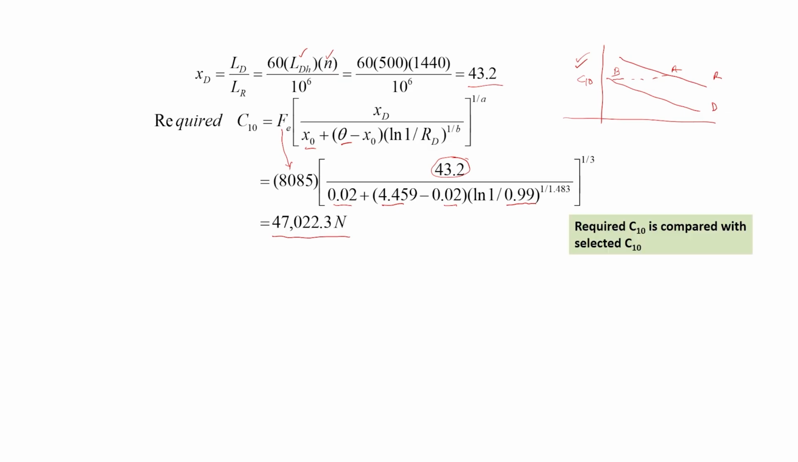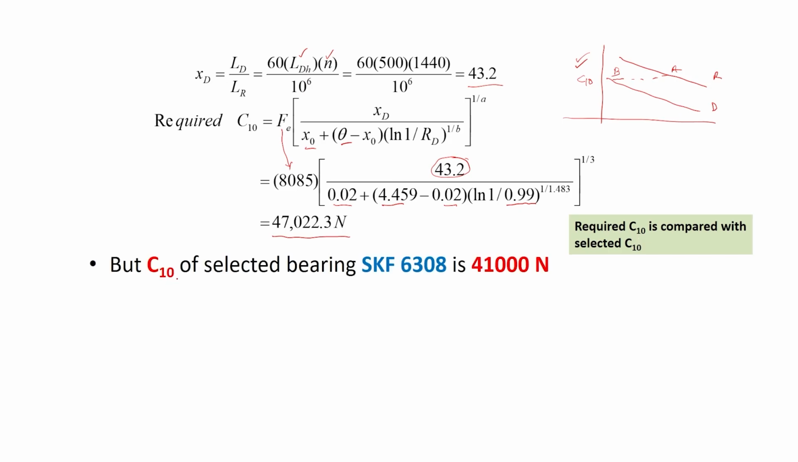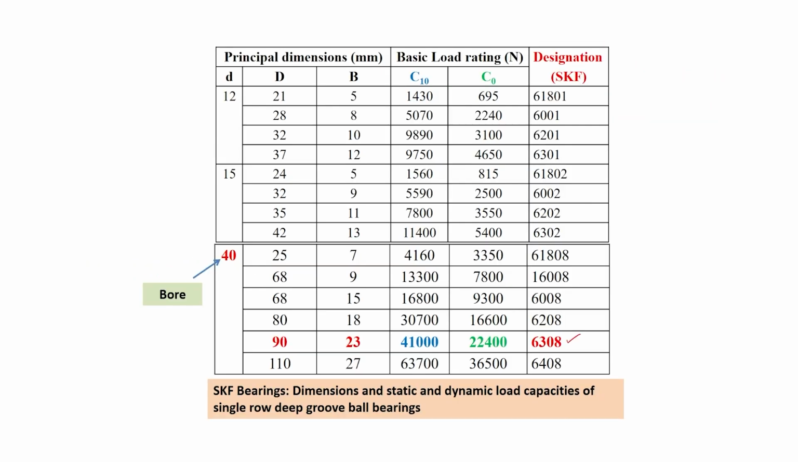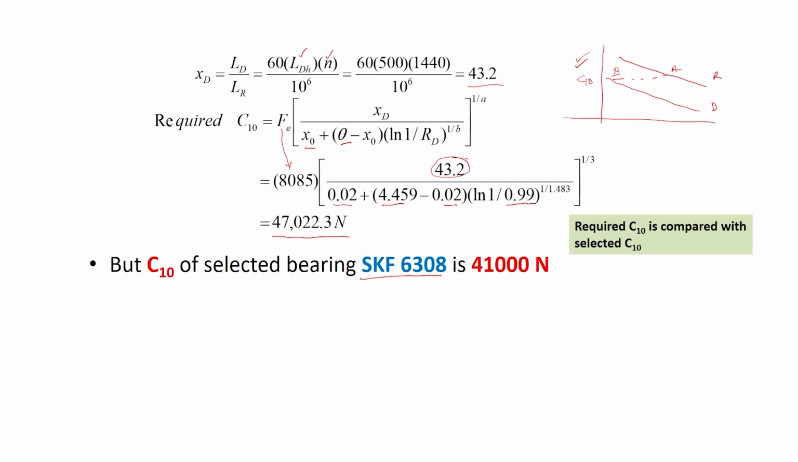The required C10 is compared with the selected C10. The C10 of the selected bearing, we had selected SKF 6308. See here, 6308 we had selected, and its dynamic load rating is 41,000. Okay. So, 41,000 is the dynamic load rating of the selected bearing, and the required dynamic load rating is 47,022. So, required is more than the selected bearing. It means this bearing is not suitable. So, the next bigger bearing is selected.